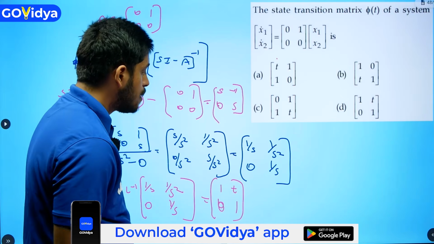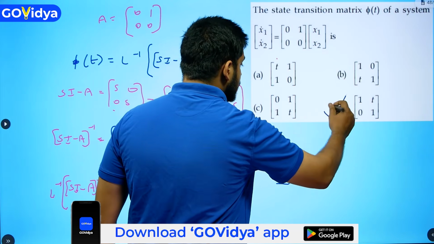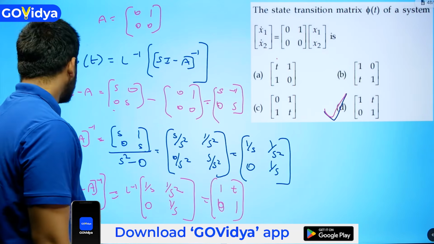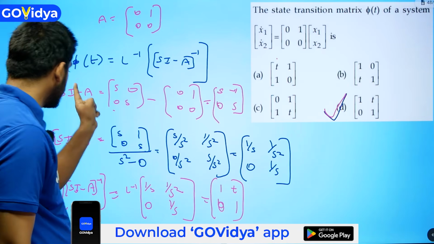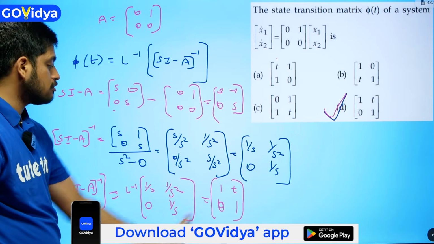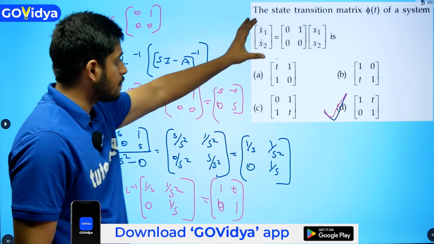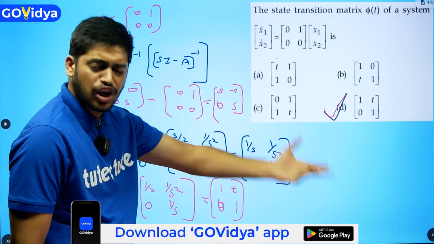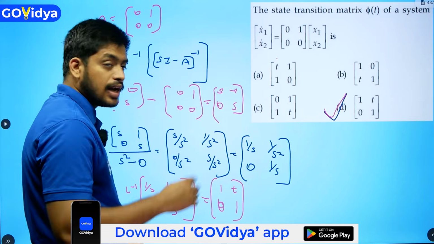So from the options the right option is D. Option D is my right option: 1, t, 0, 1. Three steps only. First (SI minus A) whole inverse, then Laplace inverse for that, complete. Whatever the state transition matrix asks for, for any system, we can find in this way. Okay, next question.